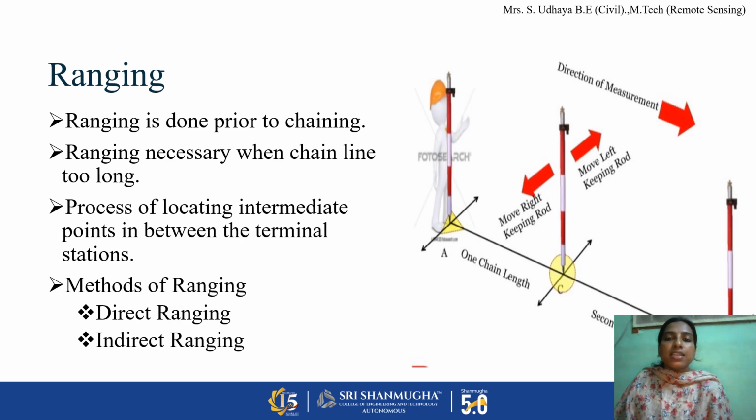Generally, ranging is done prior to chaining. Before starting measurement with chaining, we have to fix an intermediate point. So ranging is necessary when the length is more than one metric chain. We have two methods of ranging: direct ranging and indirect ranging.